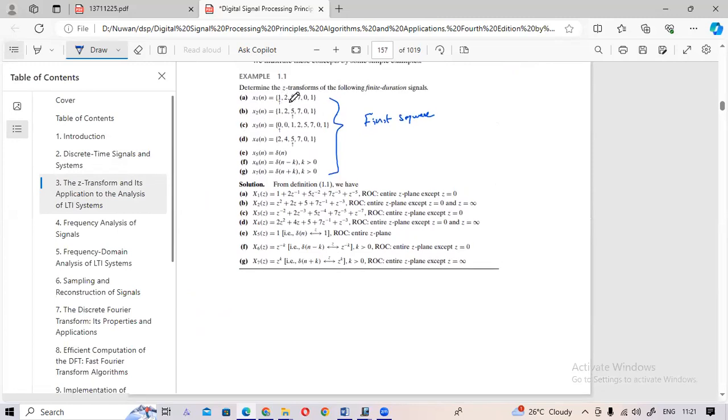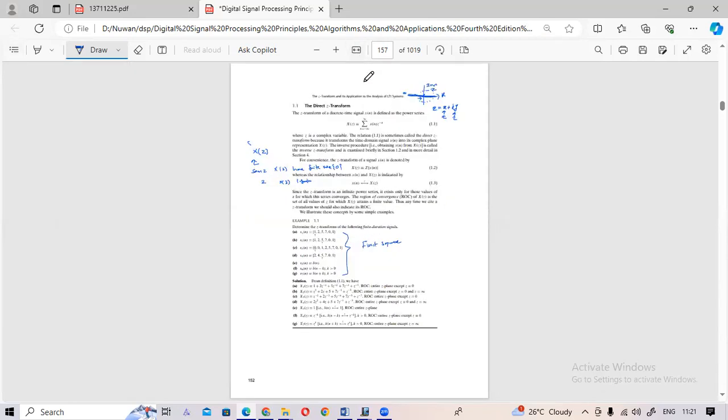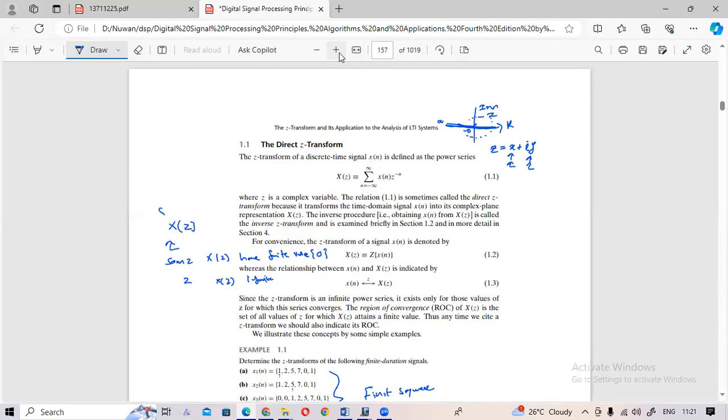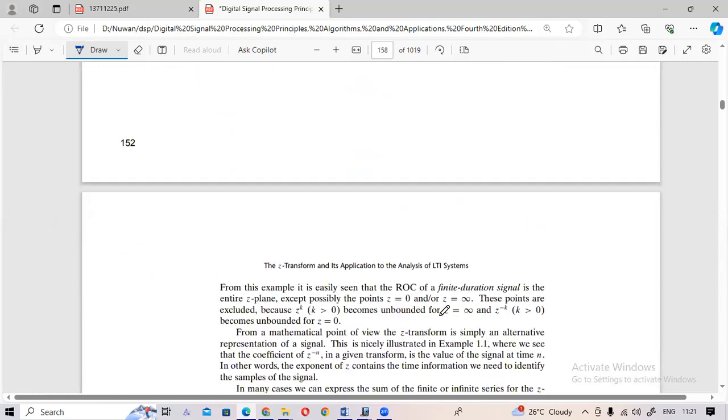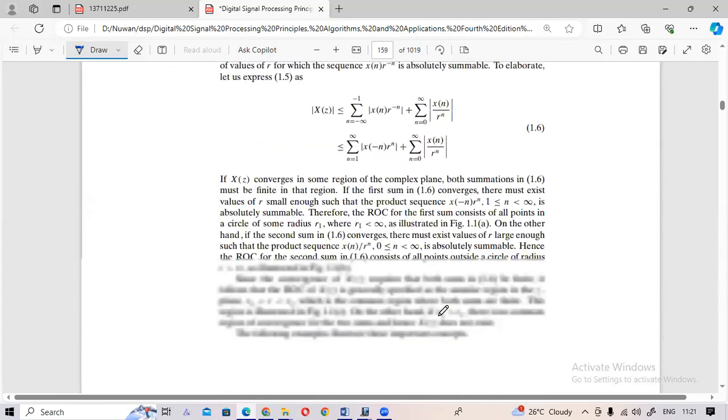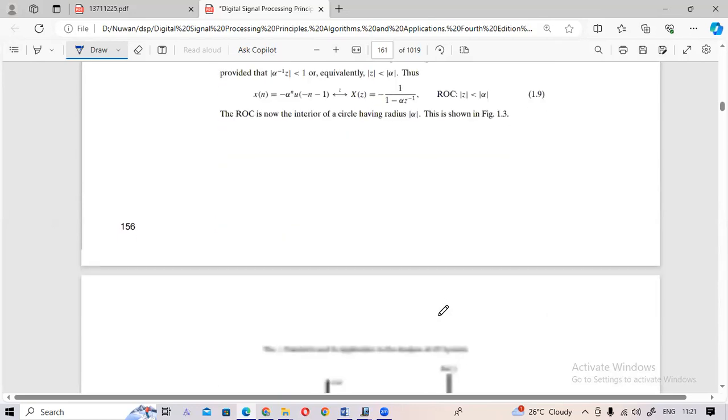It is just like the signal given in example 1. So we have found the transform of that kind of sequence.